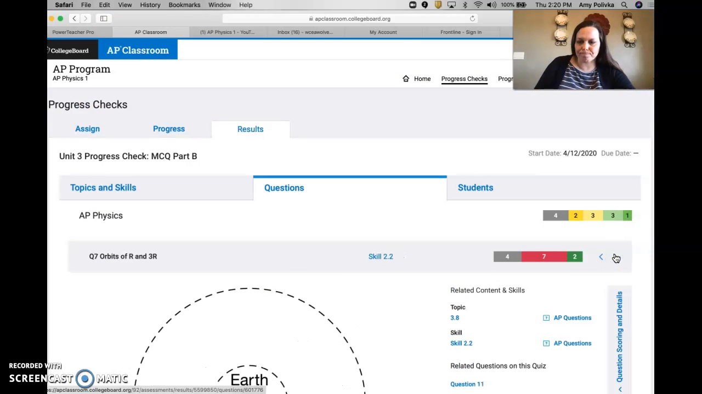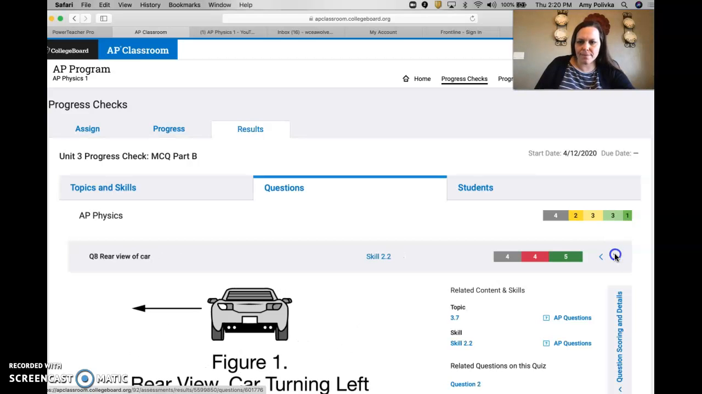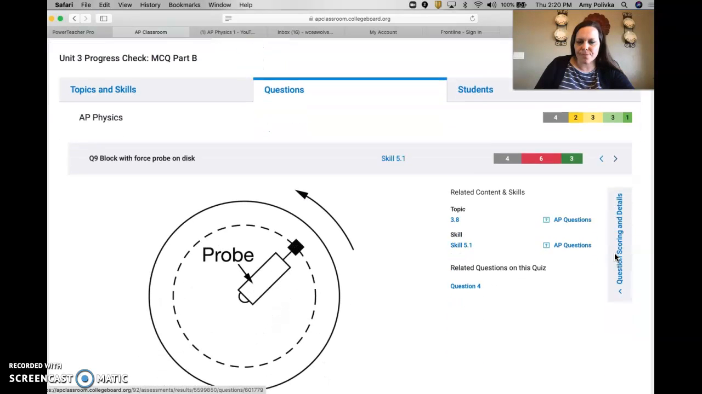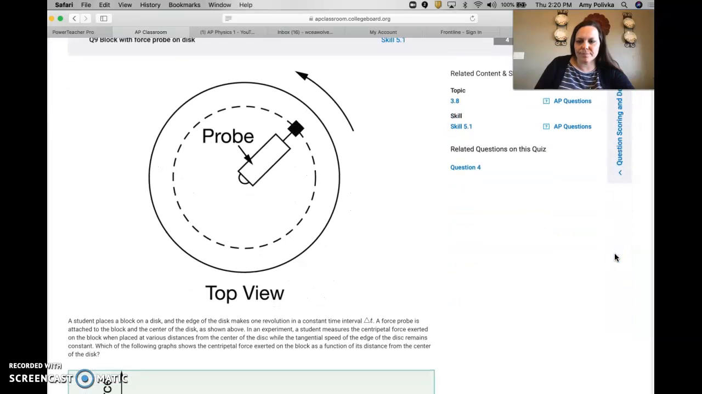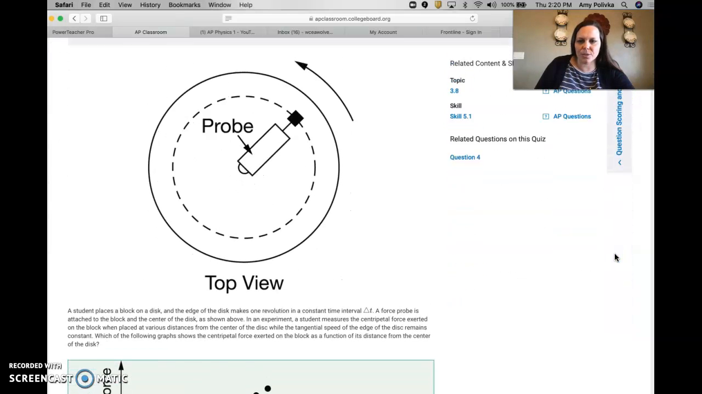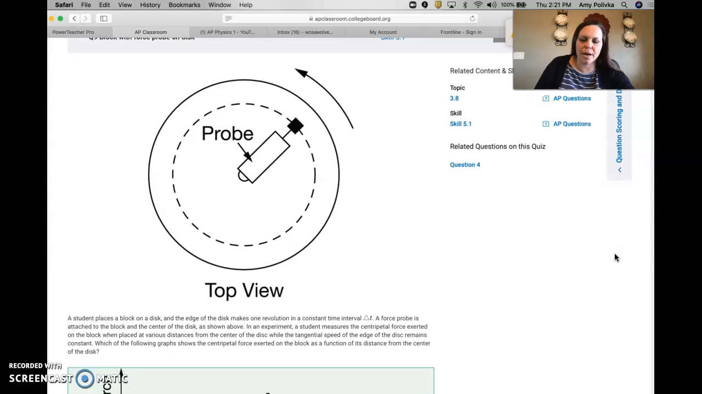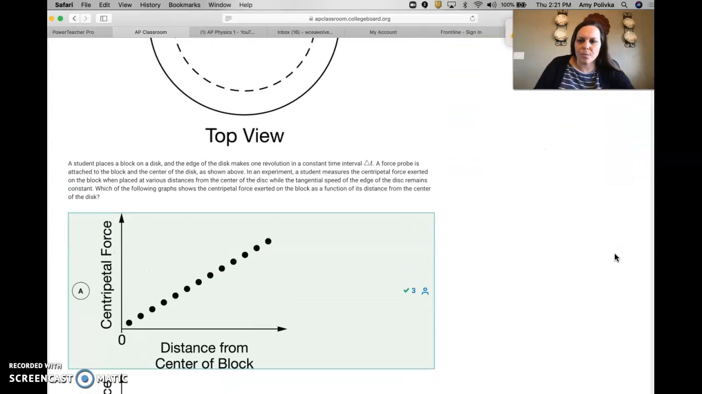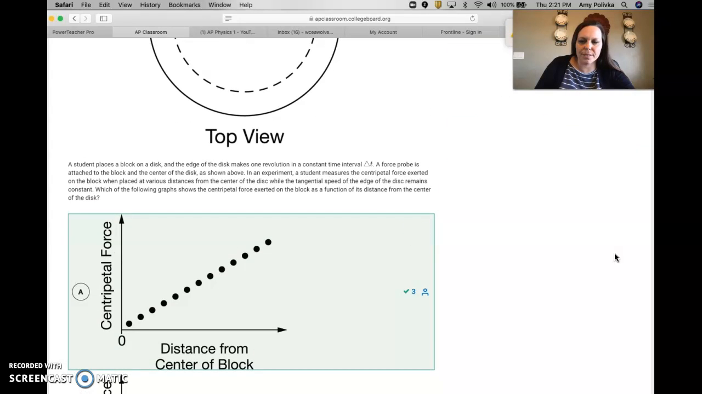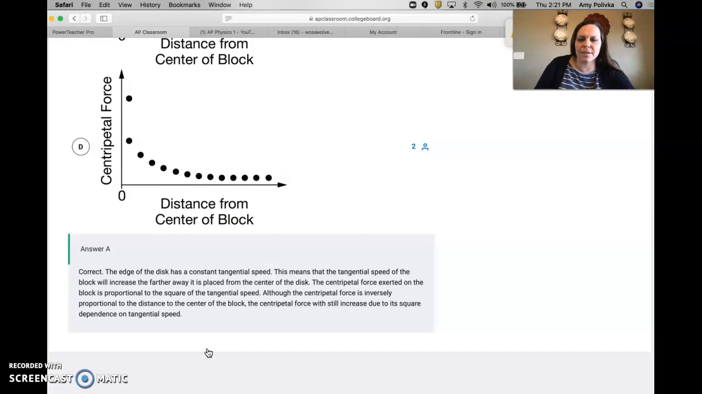Okay, number 9. Go back again with this one and look at April 10th. This one was a good one for that. Now we're just thinking about graphing it. And here we're showing that centripetal force should have a linear relationship with the distance of the block. Well, what equation helps us to identify that?